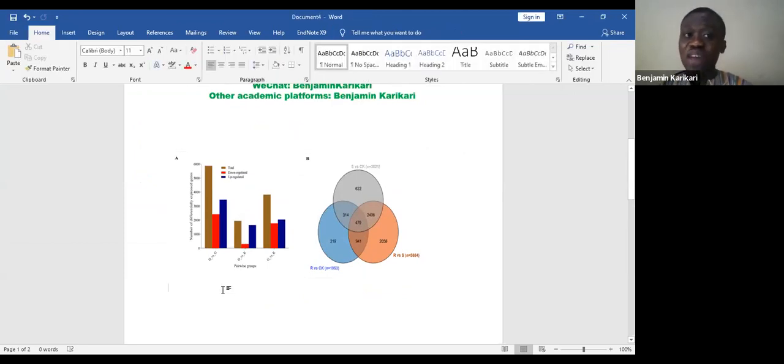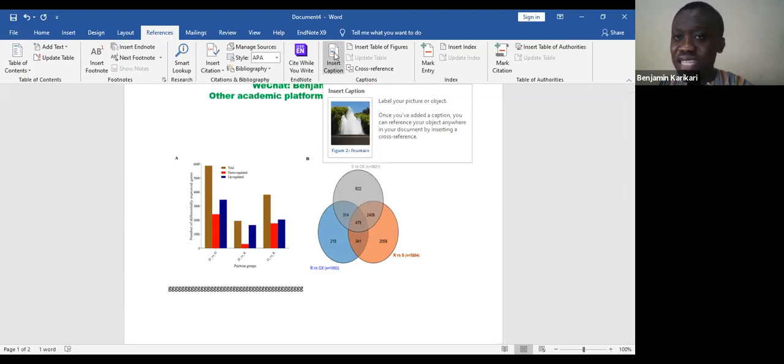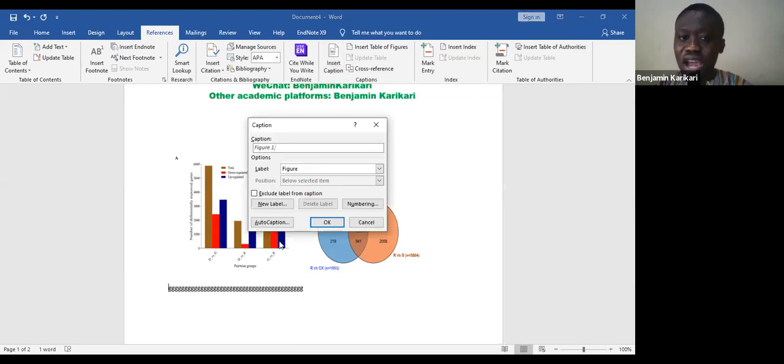Also, we have another option here, reference. And with that reference, if you want to number or give a caption for your figure, maybe this is a title, and I want to give it a number, you can go to insert caption. Okay, insert caption. Here, I want to caption it as table. Sorry, I want to caption it as figure. But if I don't want figure 1, I can rename it.